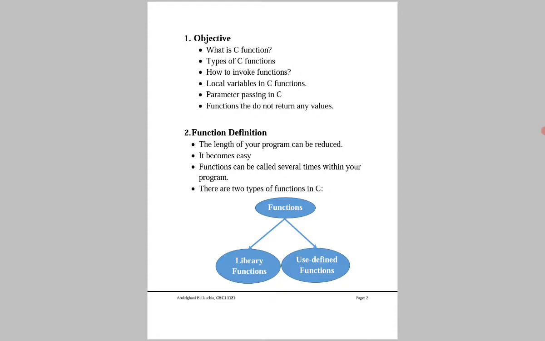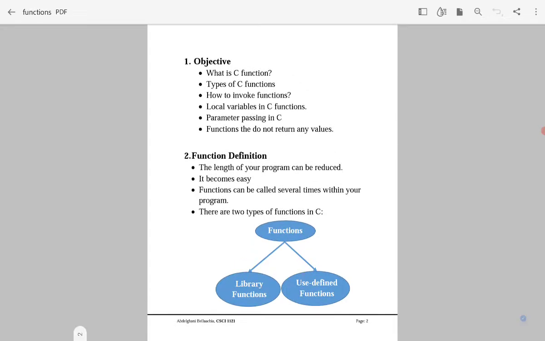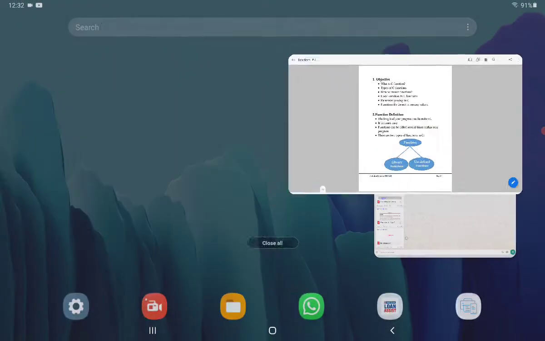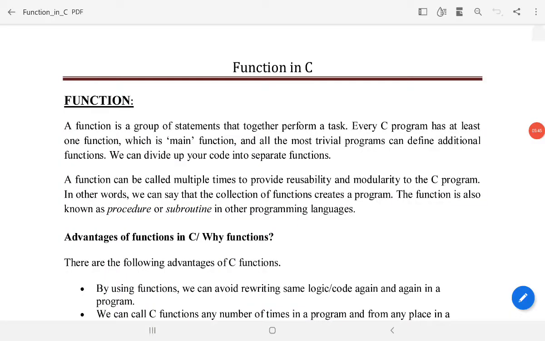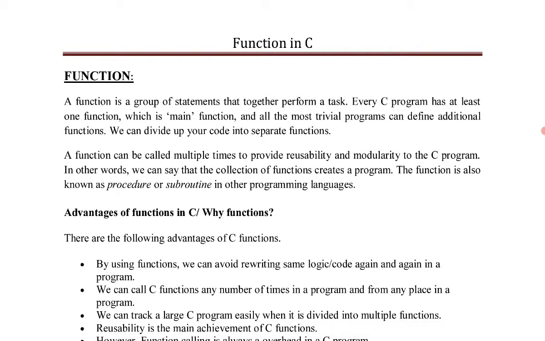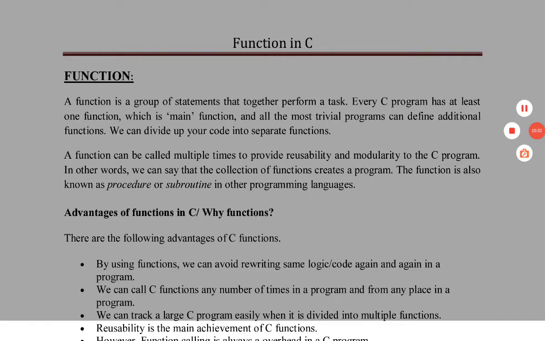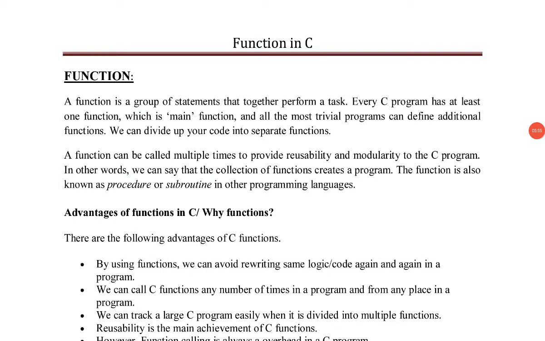Function definition: what is a function? The length of your program can be reduced, it becomes easy. Functions can be called several times within your program. There are two types of functions. What is the definition of a function? A function is a group of statements that together perform a task.